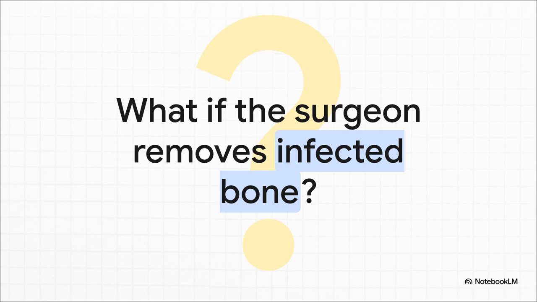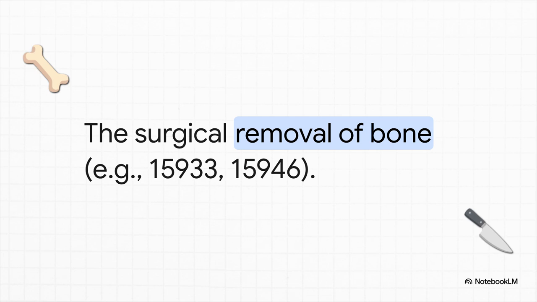But wait, there's a huge curveball here. What happens if the ulcer is so deep that the surgeon actually has to chisel or cut away infected bone underneath it? That bone removal is called an ostectomy, and it is a total game changer. When an ostectomy happens, the surgery is way more complex, and your code absolutely must reflect that. You'll be looking for codes that explicitly say, with ostectomy. For example, 15933 is a sacral excision with primary suture with ostectomy. If you skim the report and miss that bone removal, you're going to undercode the whole procedure, and we definitely don't want that.